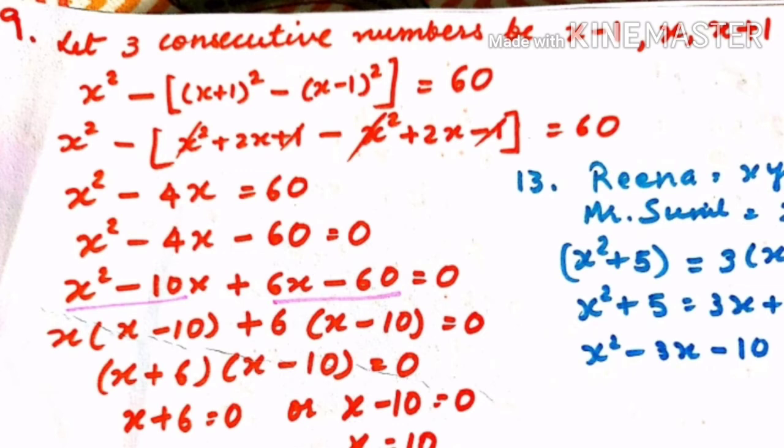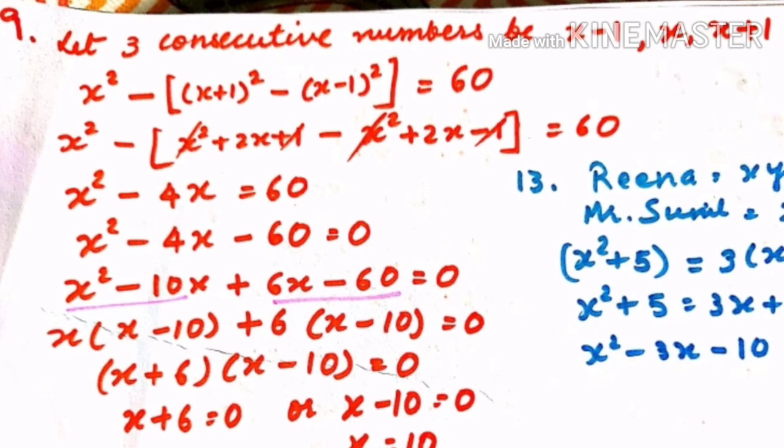Now x square plus and minus get cut, and plus 1 minus 1 also cut. So I get x square minus 2x plus 2x become 4x is equal to 60. And then next step, 60 we take on the left side become minus 60. So we have standard equation form is x square minus 4x minus 60 is equal to 0.